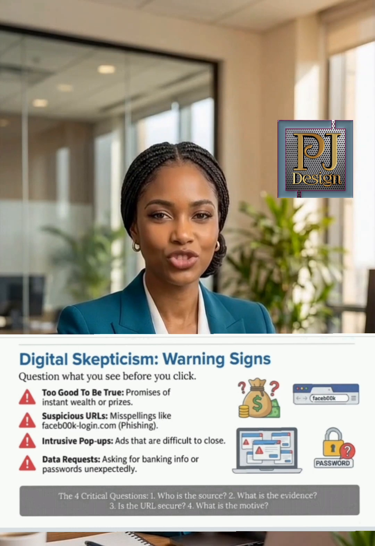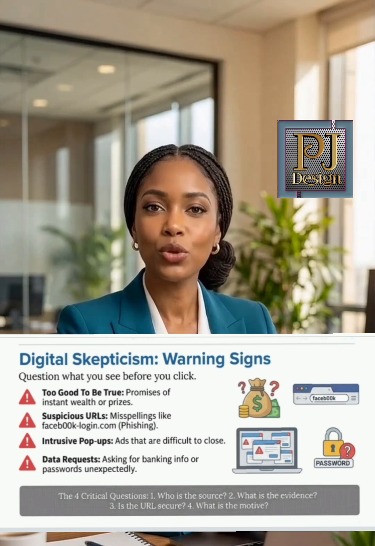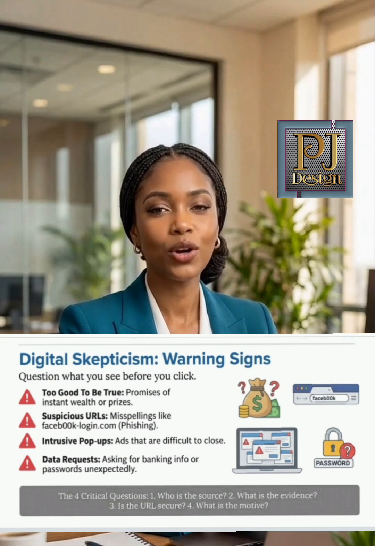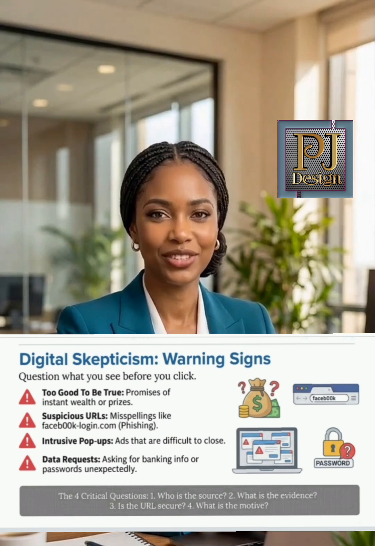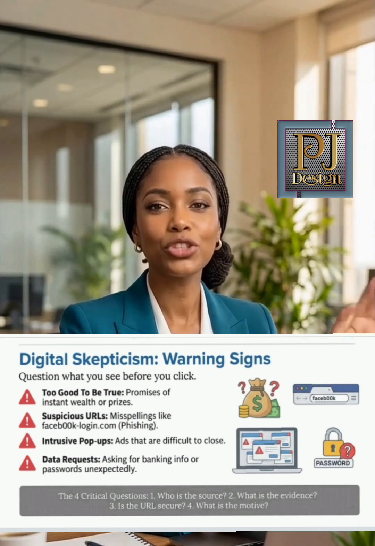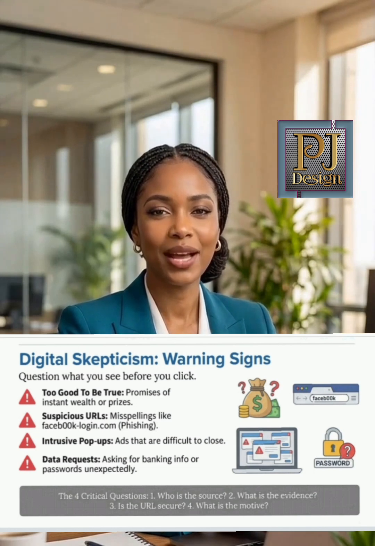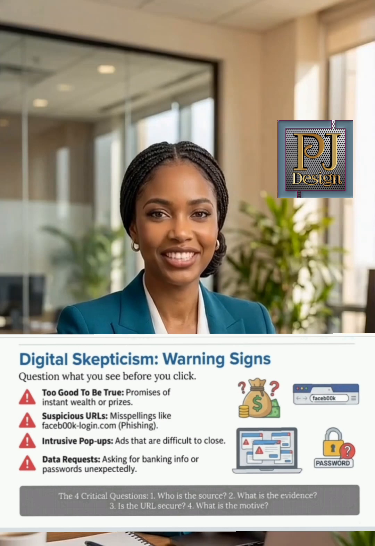Point 3: promises that seem too good to be true. Any offer promising instant wealth, guaranteed prizes for little effort, or miraculous health cures should be treated as a scam. Scammers use hyperbole and urgency to bypass critical thought. Point 4: suspicious or complex URLs. Web addresses that use excessive numbers, hyphens, or misspellings of famous brand names are often attempts at phishing or impersonation.